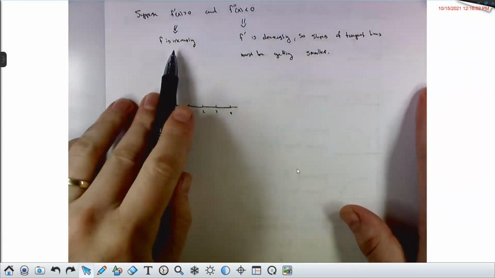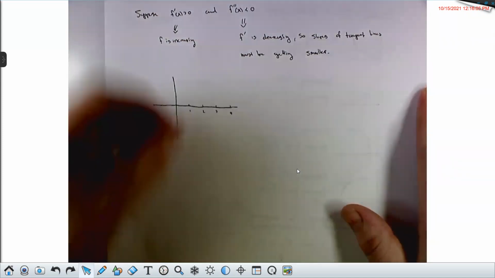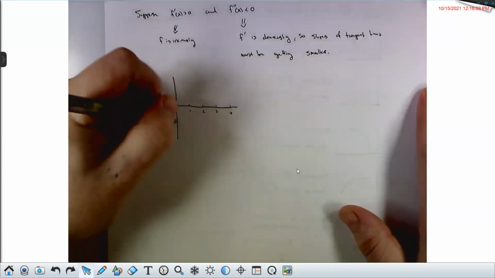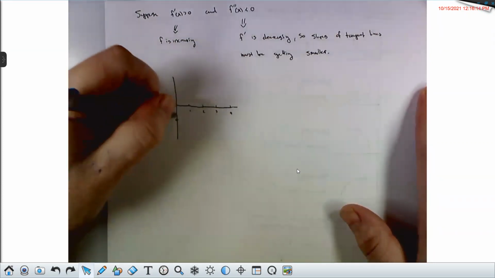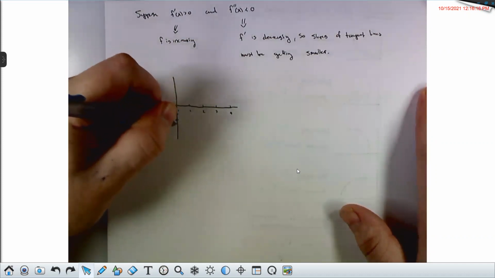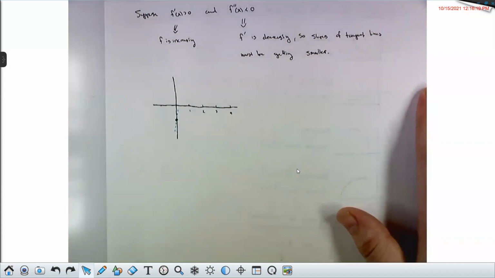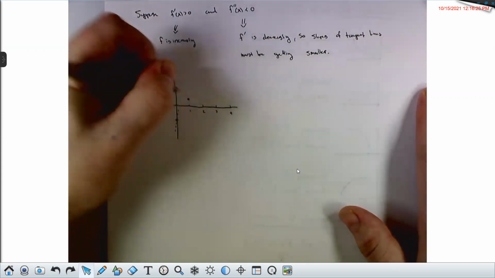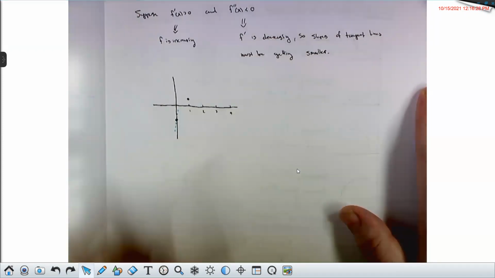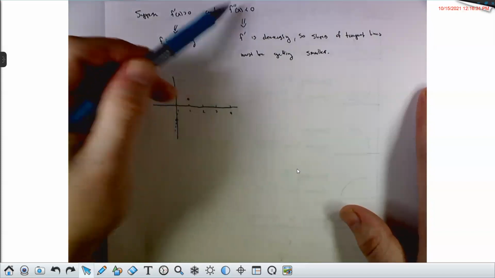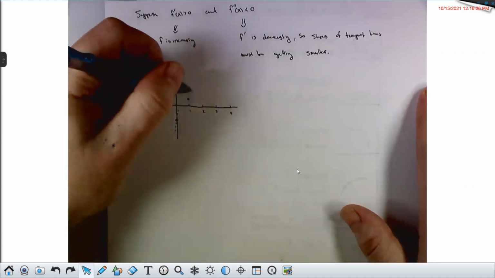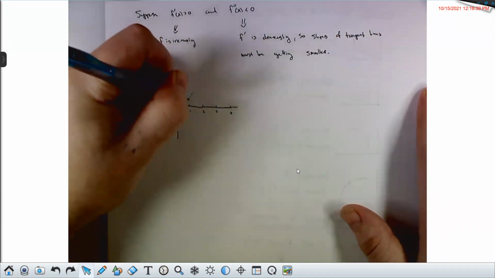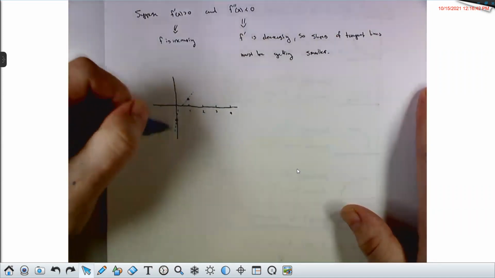If f prime is increasing, then my first tangent line has to be positively sloped. Let's say my first tangent line here at 0 has a nice steep positive slope, something like this. F is increasing, so my next point has to be above the first point. But f double prime is negative, so f prime is decreasing. So this next tangent line has to have a smaller slope, meaning something like this, right? Less steep than that.